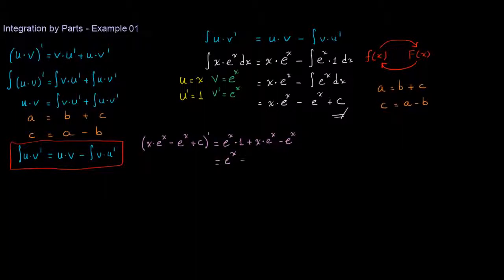This e to the x plus x times e to the x and minus e to the x. I believe everybody can see here that this e to the x is going to cancel with this one. And at the end, we got that this is equal to x times e to the x. That is where we started this expression, so it means we're right. And apparently this integration by parts actually works. So let's use it in a few more examples.